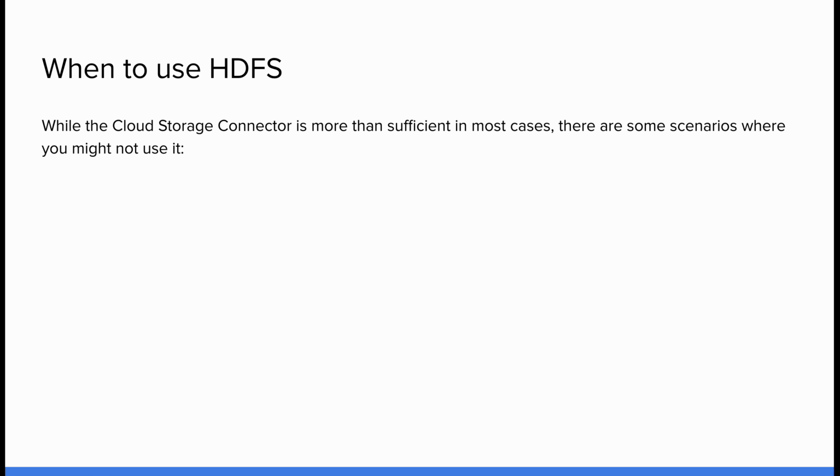While the cloud storage connector is an excellent choice for most use cases, there are specific scenarios where you might want to stick with HDFS on Dataproc. First, if your application demands extremely low latency data access, HDFS might be the better option. This is for scenarios where even the smallest delay in fetching data, due to factors like network latency, can impact performance. Since HDFS stores data locally on the same cluster where processing happens, it eliminates the need to go over a network, and that ensures data retrieval is as immediate as possible.